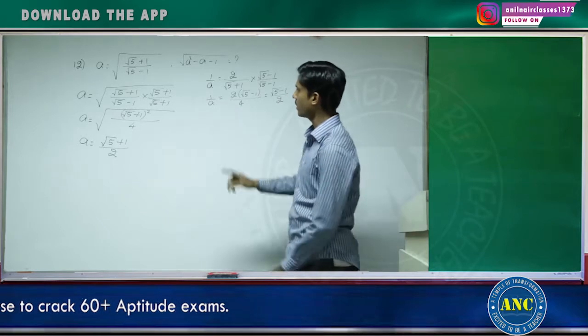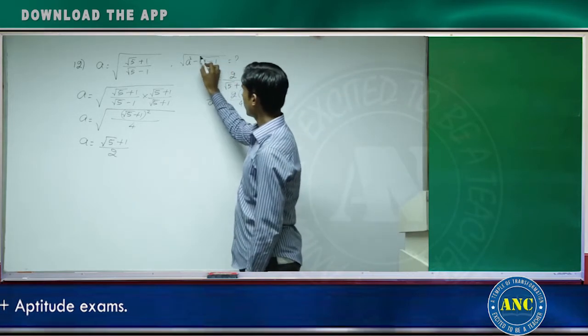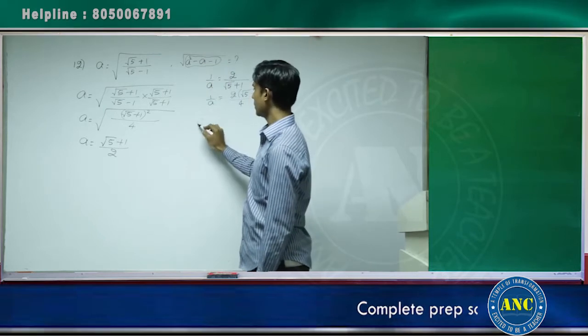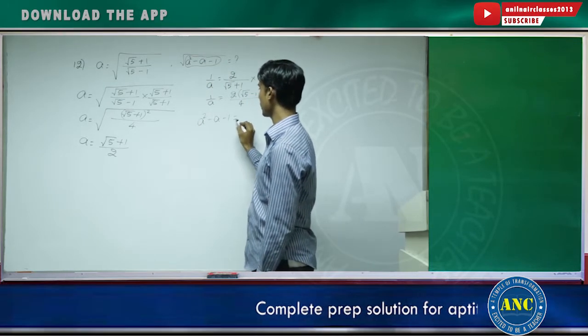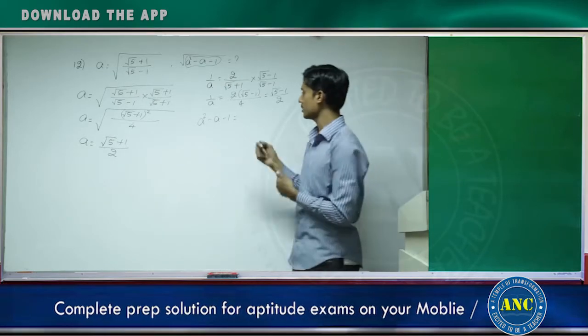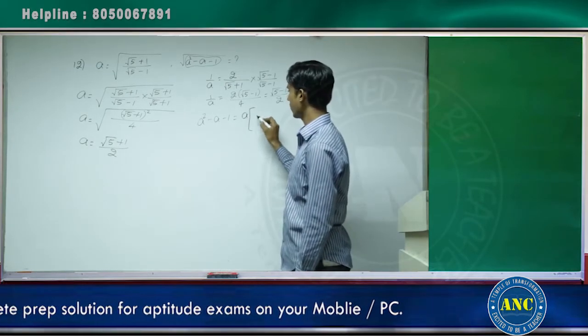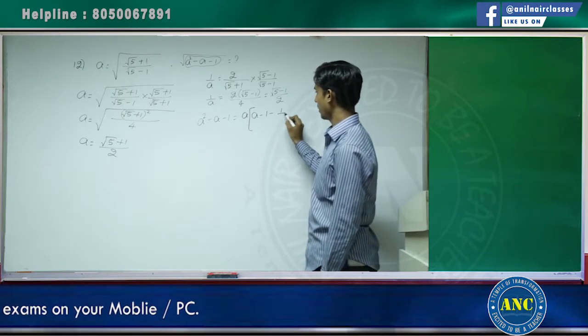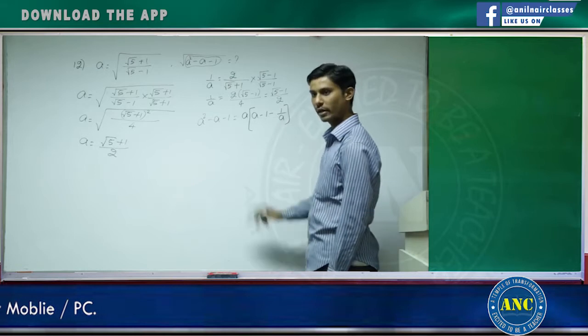Why am I taking 1 by a? Because what is it that I need to find? I need to find this value under the root. Forget about the root, a square minus a minus 1 I need to find. If I take a common factor, this becomes a into a minus 1 minus 1 by a. I am getting a term called 1 by a.